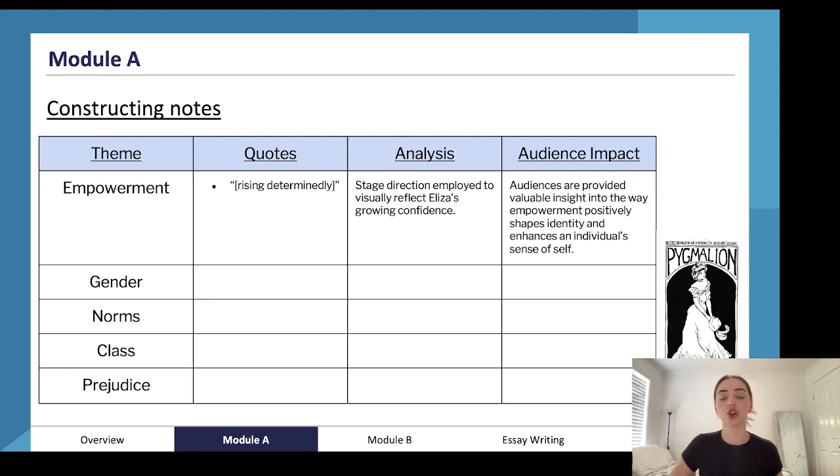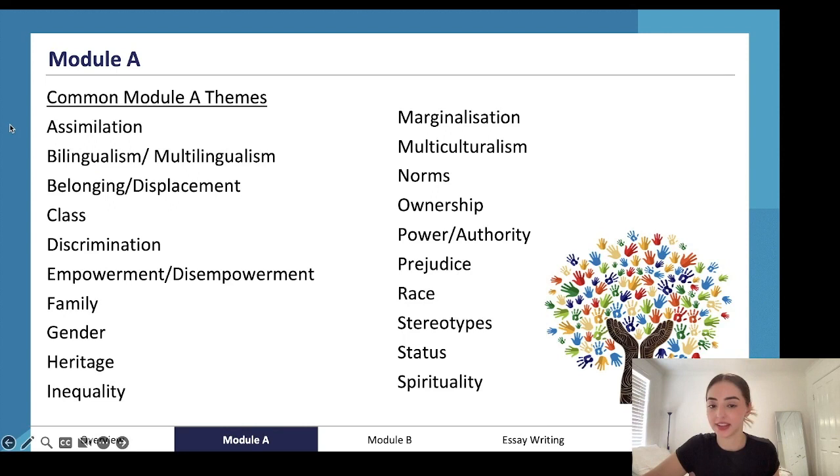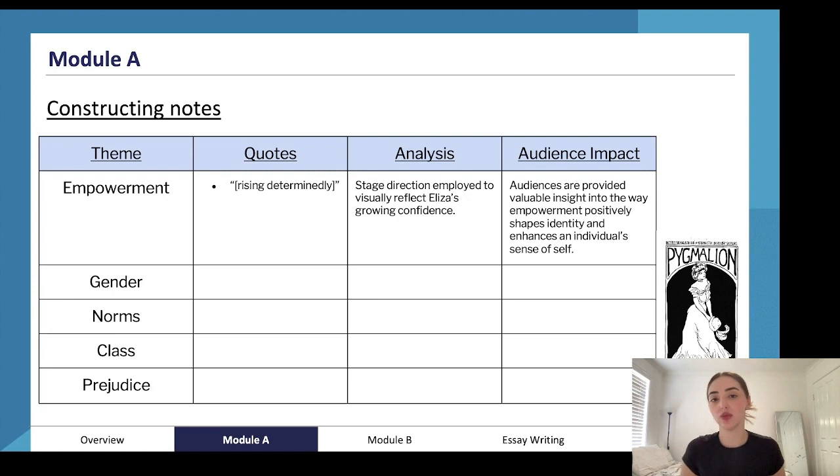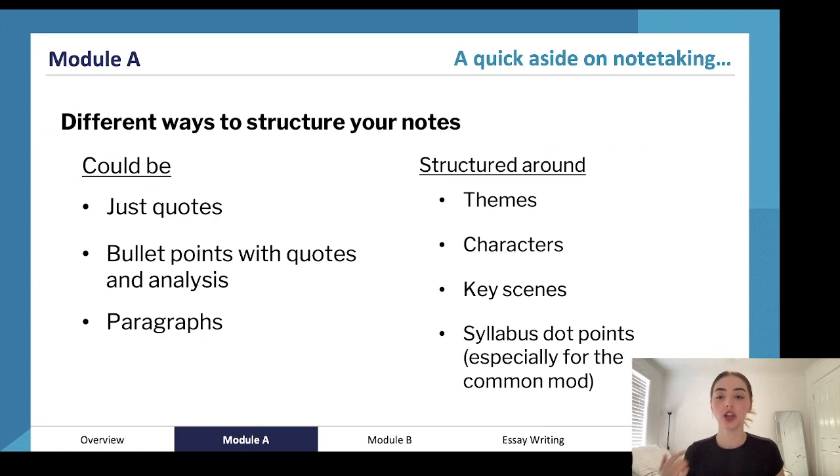So especially for Common Module or Module A, you could be asked to do a character analysis, because there's that focus on individual experiences or individual identities. So if you were asked to look at how different individual identities in your Module A prescribed text comment on, I don't know, let's pick something, family, randomly, you would have to look at different characters and look at the themes and ideas that they represent at large and comment on that, okay? So do it around themes and characters.